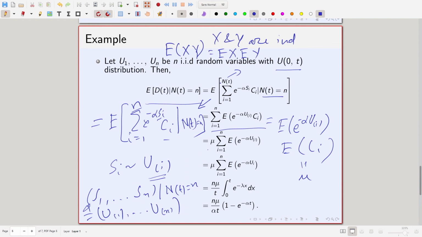So you get this is equal to mu times the sum, i running from 1 to n, of the expectation of e to the power minus alpha Ui. Here I am using the fact that the sizes of the claims are independent of the times of arrival of the claims. So the expectation of this just becomes the expectation of e to the power minus alpha Ui times the expectation of Ci, and you know that the expectation of Ci is equal to mu for each i. So it comes out of the summation as a constant.